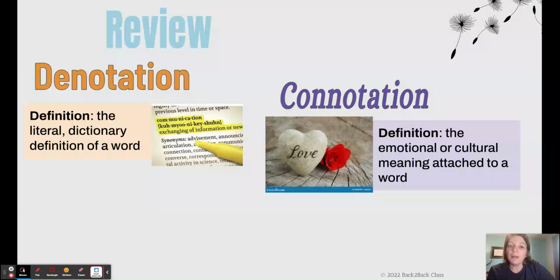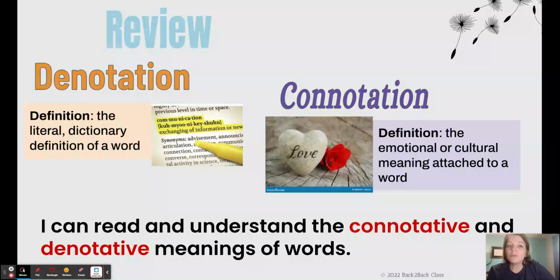Great job, everyone! You now know how to read and understand the connotative and denotative meanings of words. Keep practicing and you'll get even better. Feel free to go back through the video to write down anything you might be missing in your guided notes. Now, on to your first practice.